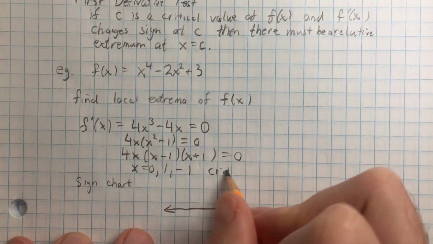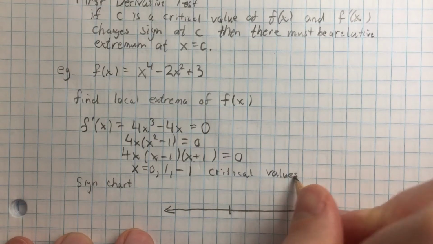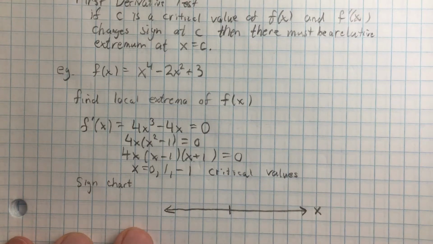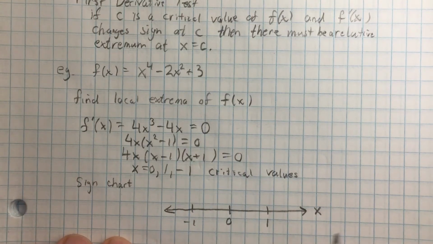There's our critical values. I'm going to plot them on this number line. And again, this is an x-axis really. Don't need the y-axis for these situations. There's the x-axis. Again, without scale, 0, -1, and 1. Just get a proper order. So now we just need to figure out the sign on each of these 4 subintervals.